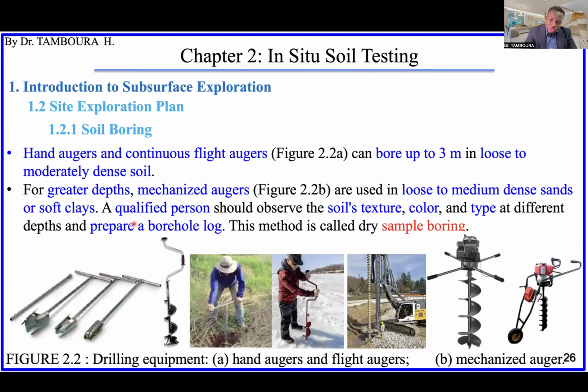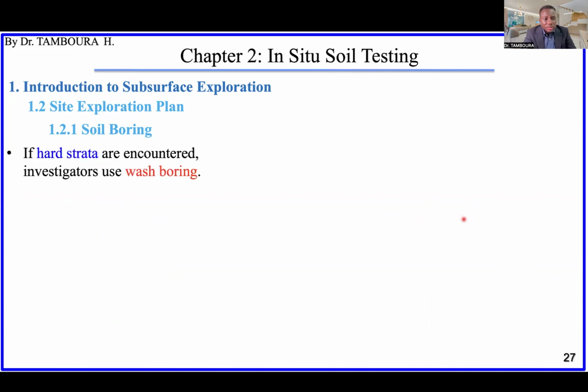A qualified person should observe the soil texture, color, and type at different depths and prepare a boring log. This method is called sample boring. So as you can see, observation also is necessary in this kind of thing.